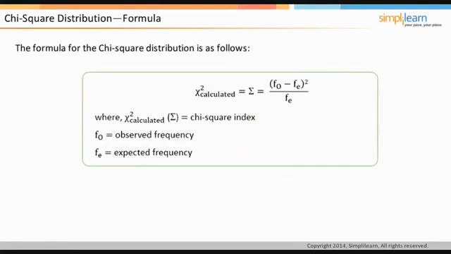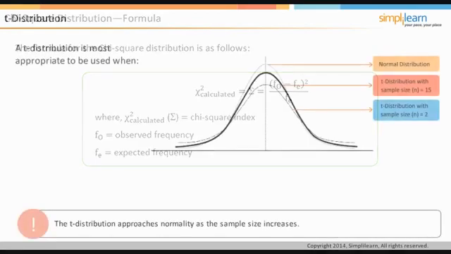Let us look at the formula to calculate chi-square distribution in the following screen. Chi-square calculated, or sigma, or the chi-square index equals f of O minus f of E, whole square, divided by f of E. Here, f of O stands for an observed frequency, and f of E stands for an expected frequency, determined through a contingency table.